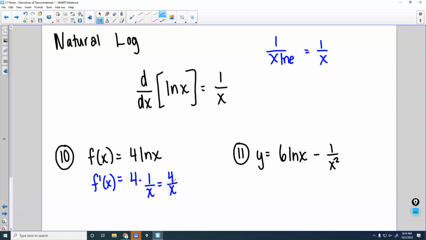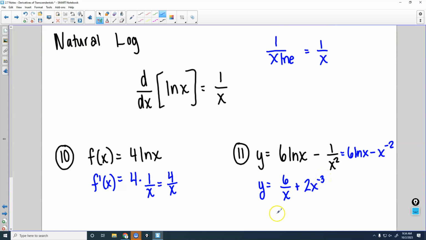For 11, for this one, natural log of x, the derivative is 1 over x, so that's going to end up being 6 over x. And then I really should have done this first, I guess, 6 natural log of x minus, this is going to be x to the negative 2, so you'll get plus, I'm sorry, you get plus 2x to the negative 3.